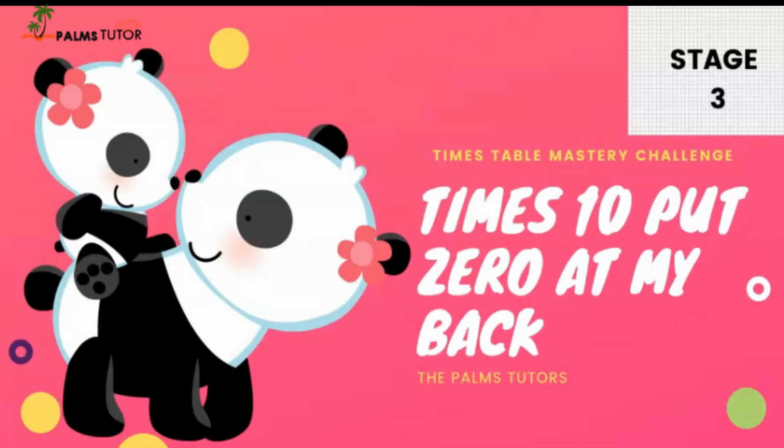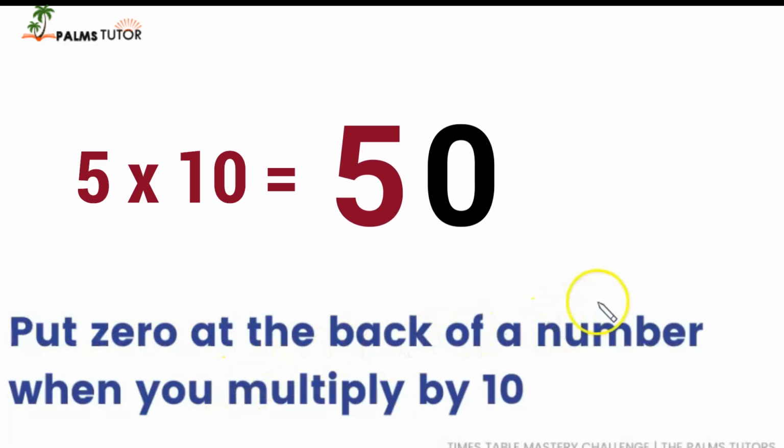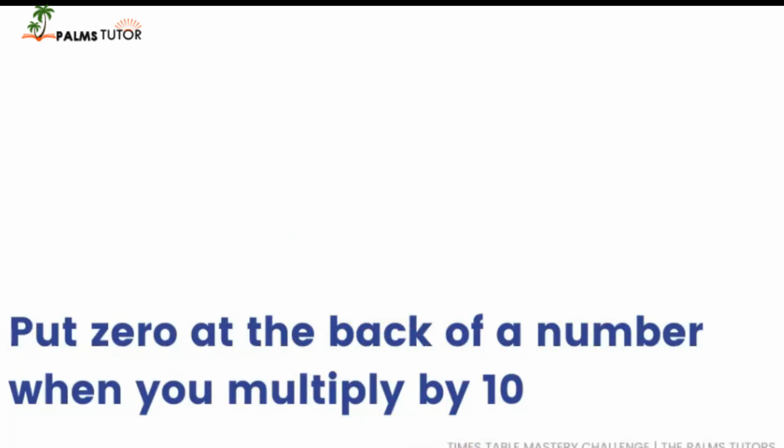Thumbs up to you. So let's see, what does multiplying a number by 10 do to that number? Times 10 puts 0 at the back, right? You can see this mother carrying a baby at her back. That's what happens when you multiply a number by 10. So anytime you're multiplying a number by 10, just put 0 at the back of the number. So let's see some examples.